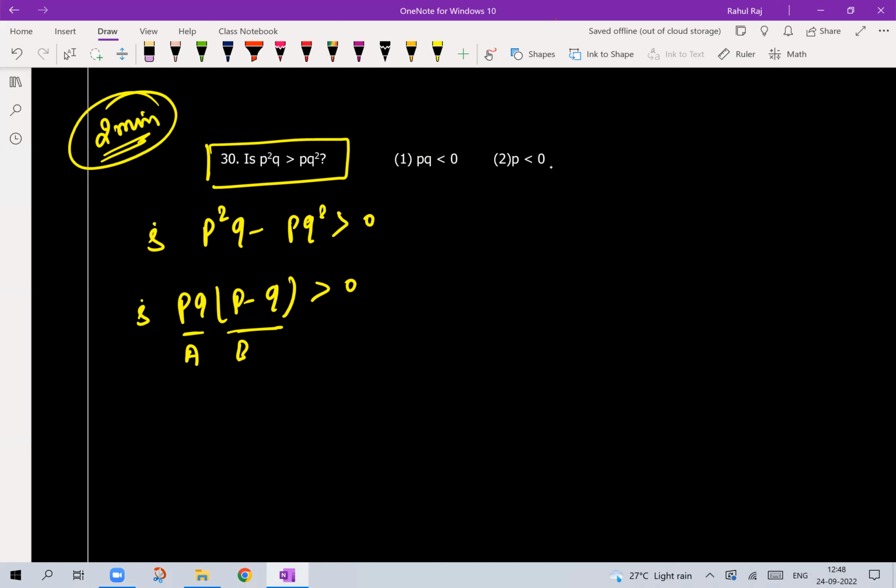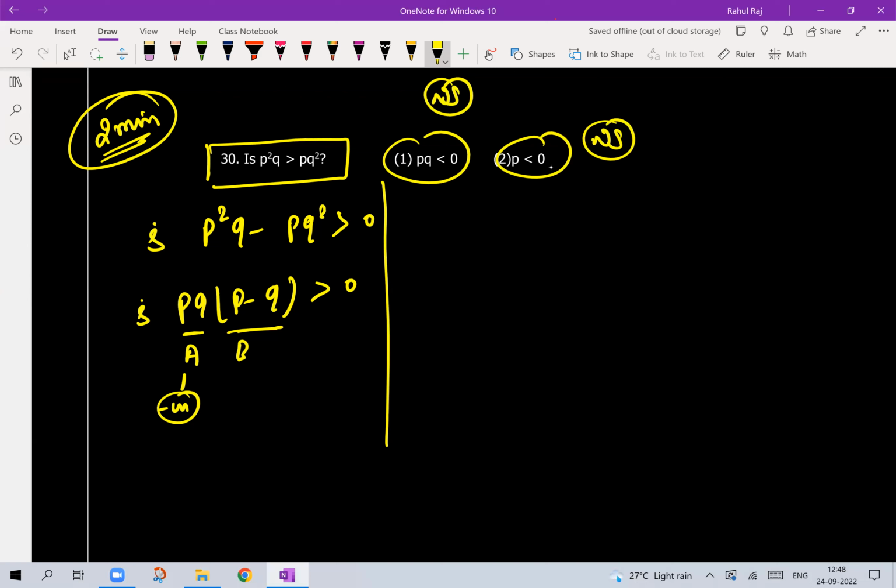Clear? So let's see now. Option number 1 says PQ is negative. It means A is negative, but I have no idea about B. I can straight away say this is not sufficient. But you cannot say this until you practice and get a yes or no situation on pen and paper. For that reason, I'm solving this. You can straight away say not sufficient, because you know PQ is negative but have no idea about P minus Q. But let's follow the process initially. Do not say not sufficient just because you feel it to be. It should be portrayed on pen and paper with a yes or no situation.